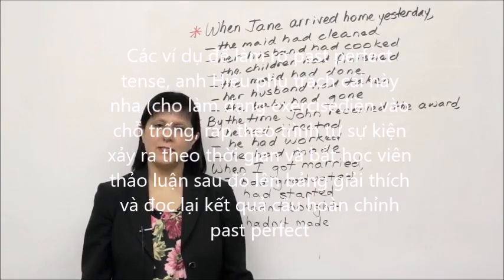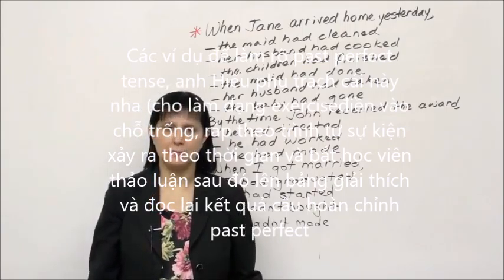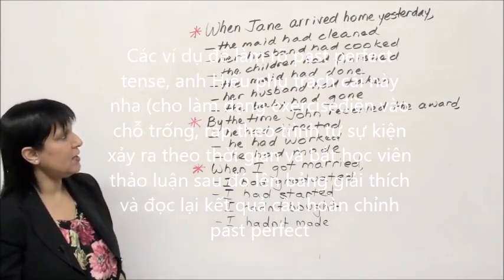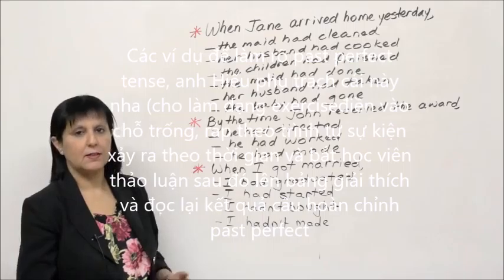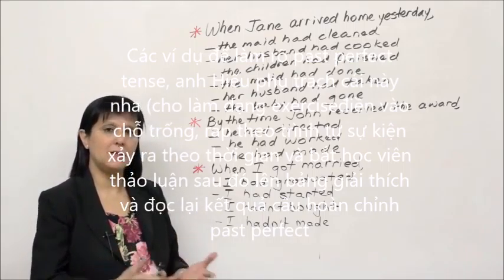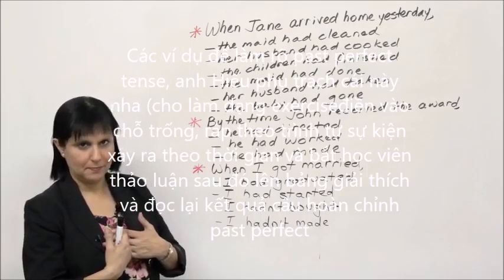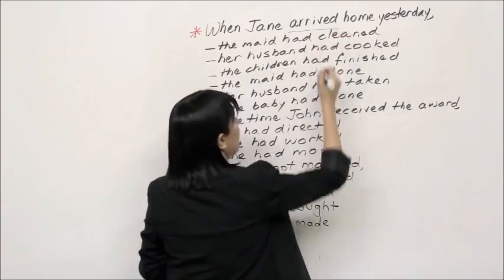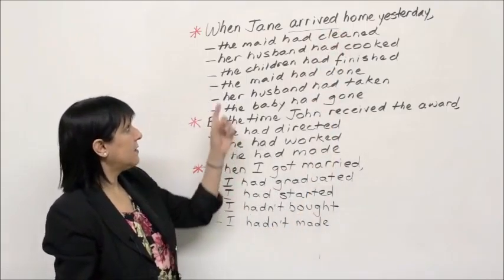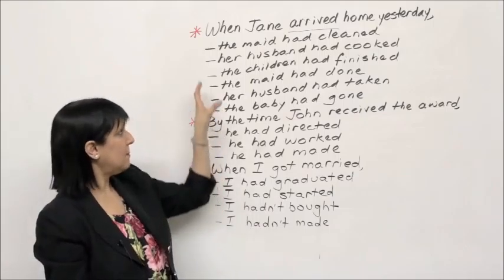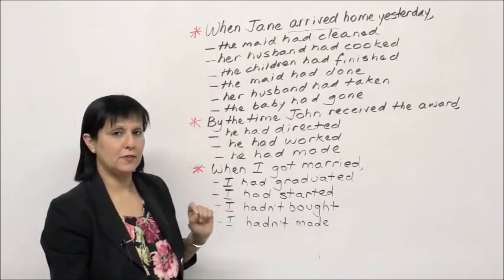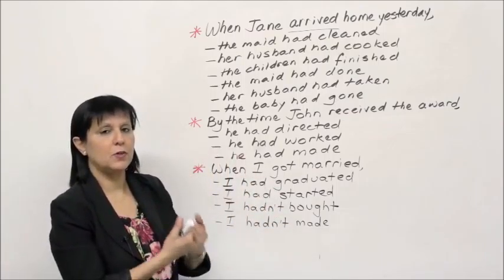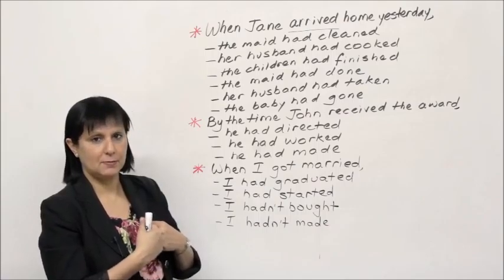Okay, so let's look at some examples now of how we can use the past perfect tense. All right, so when Jane arrived home yesterday, there were several things that had happened before she came home. So in the first part of this sentence, we said when Jane arrived. That's in the past simple tense, but all the things that happened before Jane arrived, we're going to describe using the past perfect tense.